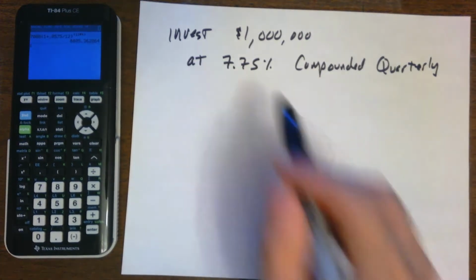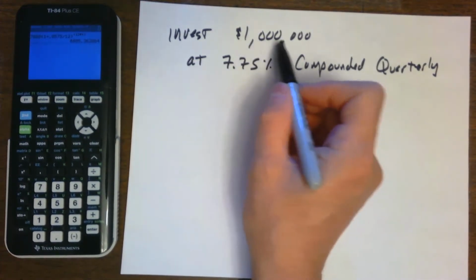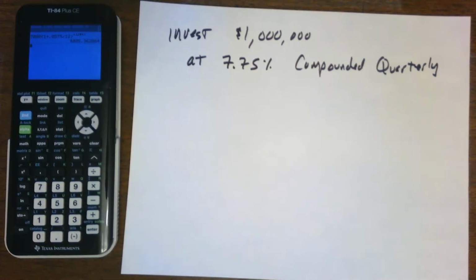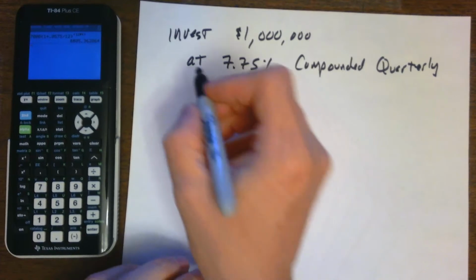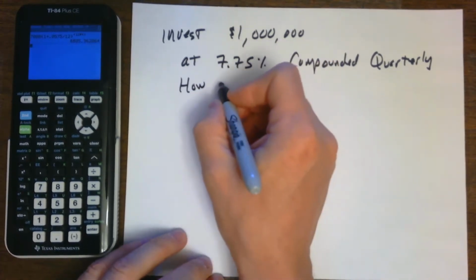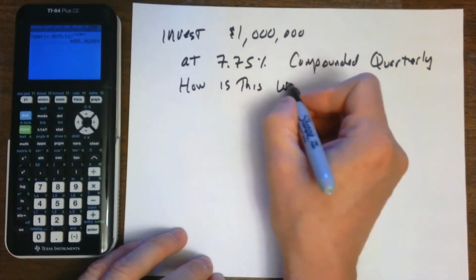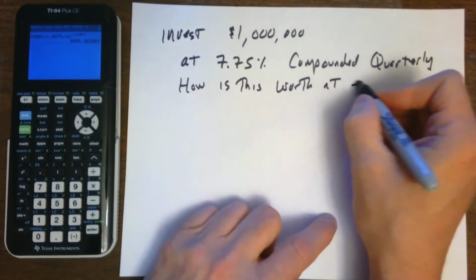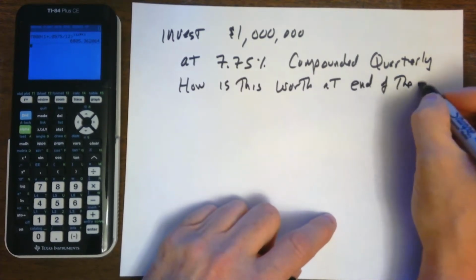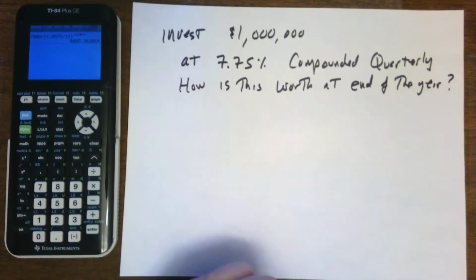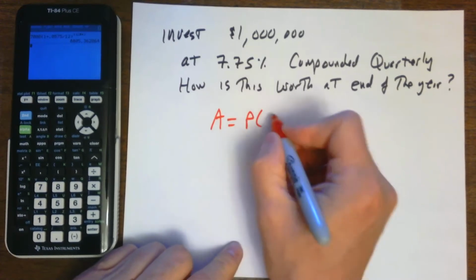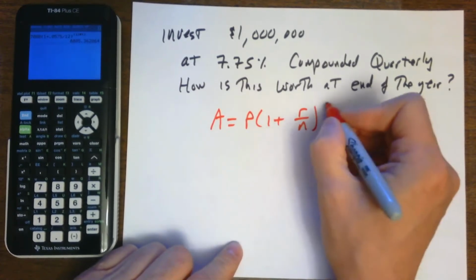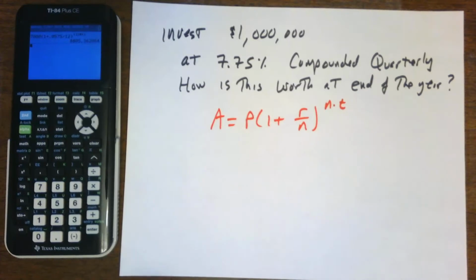All right, so Granddad puts this money in the bank. Now, I'm not allowed to touch this $1 million. I can't touch that. But at the end of the year, I can take all of the interest. So how much is this investment worth at the end of the year? All right, Granddad, let's see. So I've got amount is the principal times 1 plus the rate over the number of compoundings, to the power of the number of compoundings times the number of years.